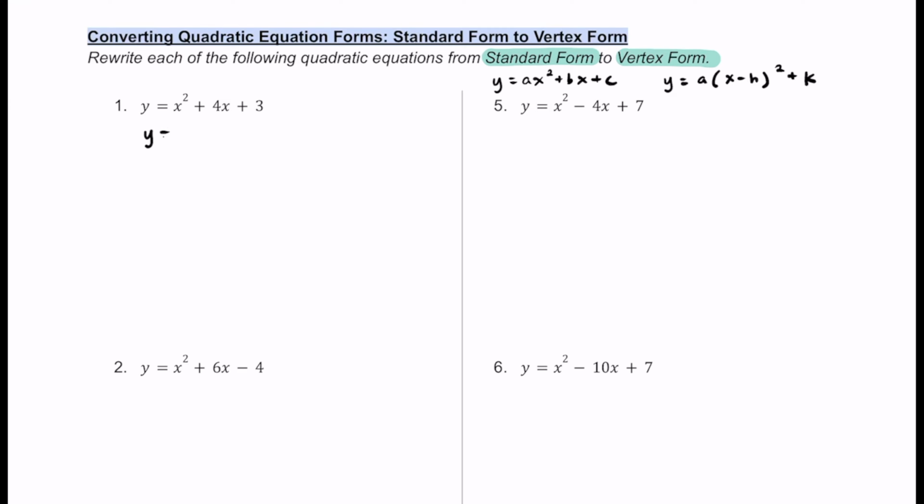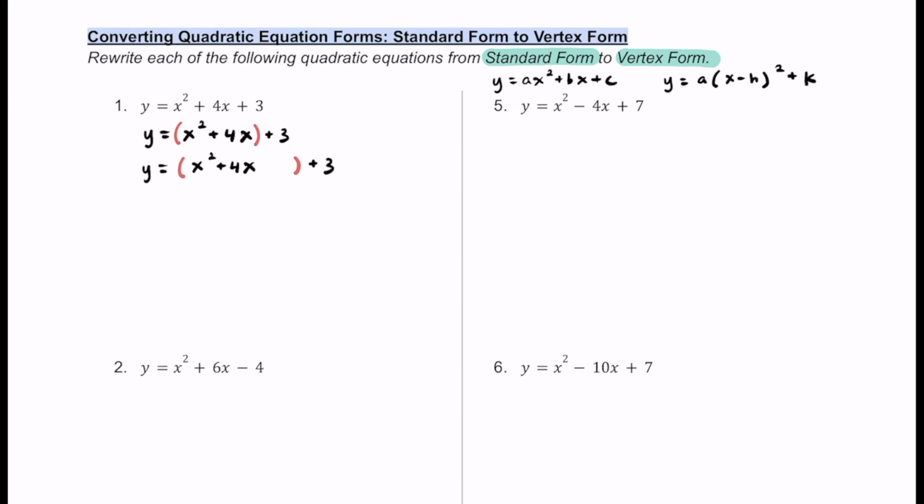So we take this equation of y is equal to x squared plus 4x plus 3, and the first thing that we're going to do right away is group the first two terms, the ones that have the variable x in them, and leave the constant on the outside. Now, once we group this, we're going to take the same thing from the previous step, but we're going to leave an extra space here because we need room to complete the square. We're going to have a perfect square inside here in just a moment.